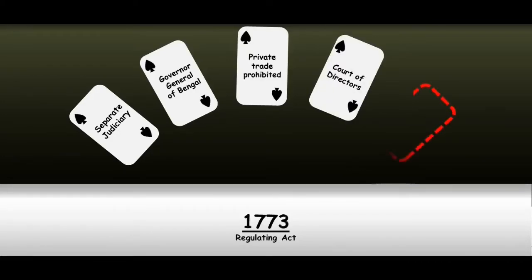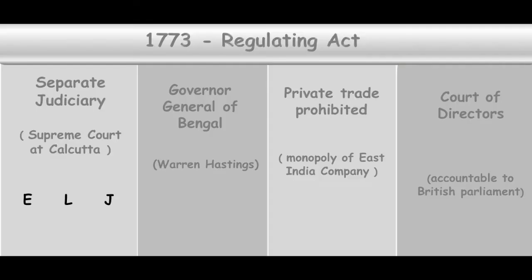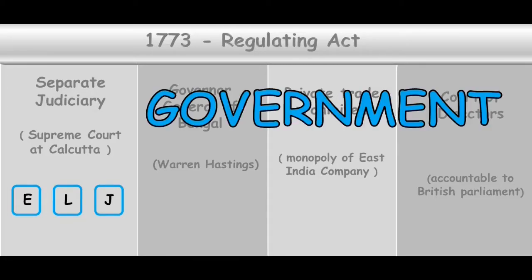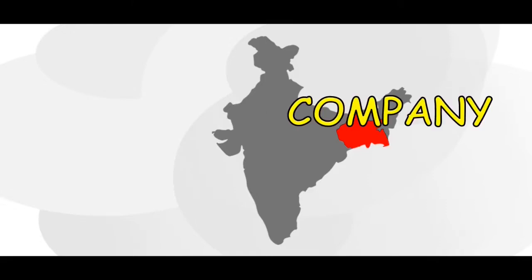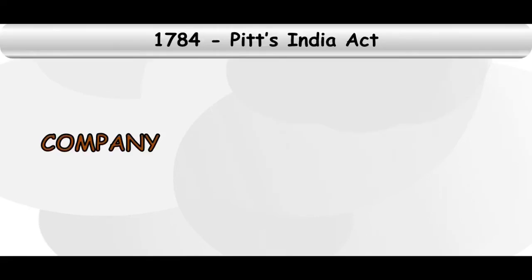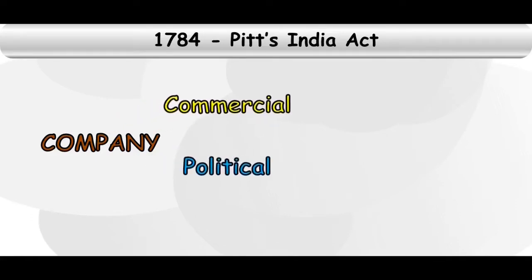But something was missing, something crucial. Remember the separation of power between executive, legislature, and judiciary? Yes, all three were parts of government. But at that time, what was ruling over Bengal wasn't the government, it was a company. And the prime motive of a company is commerce. So, what we have to separate here is the commercial activity of a company from the ruling activity.